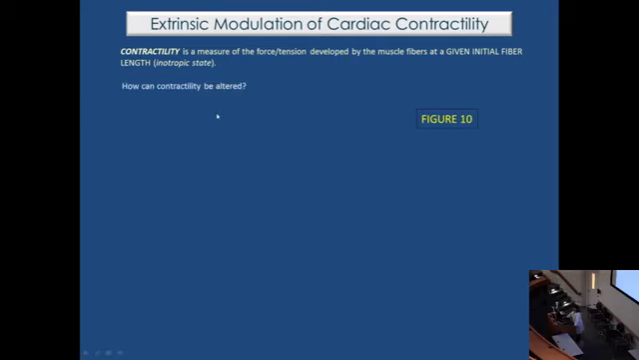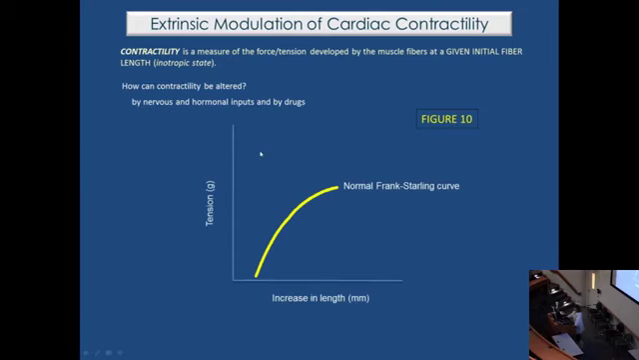So how can contractility be altered? We said that this is one of the mechanisms that the cardiac muscle uses. Well, this can be done by nervous and hormonal inputs and by drugs. And I think I have this graph to exemplify that. Here we have again the length-tension relationship, right? We just saw that basically the heart operates in this ascending limb, obeying the Frank-Starling law, right?